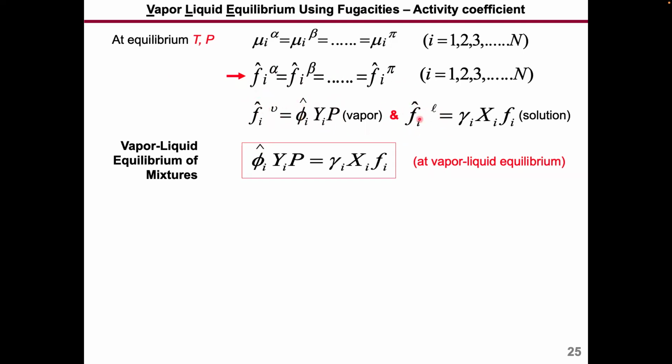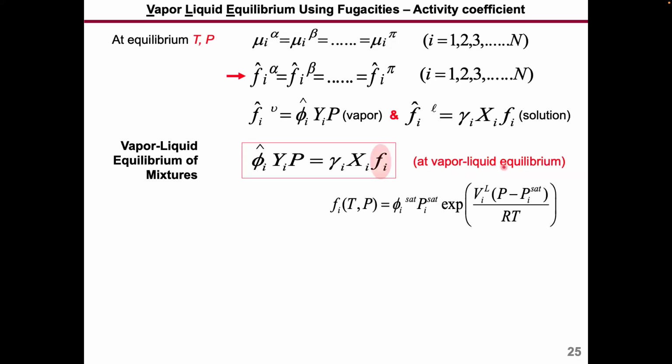And then the fugacity of species i in the liquid is again gamma i times x_i times f_i. So here is the ideal state, and this is the deviation. So basically, this is the real. And then they have to be equal for vapor-liquid equilibrium. So you combine these, and then you will get this final equation: phi_i hat y_i P, this is the gas side, and then gamma i x_i f_i, this is the liquid side. Okay, so this is vapor-liquid at equilibrium.